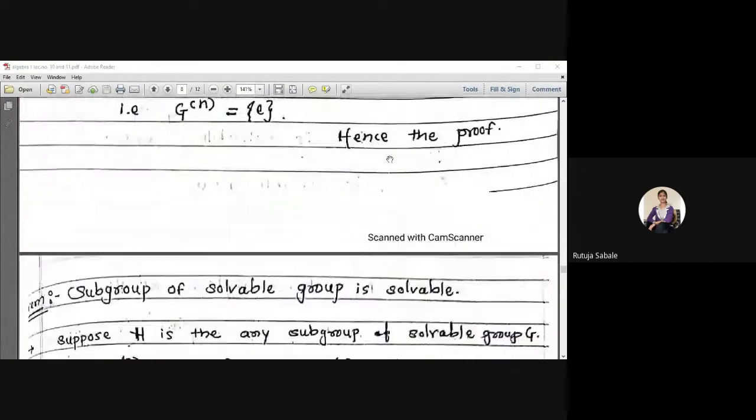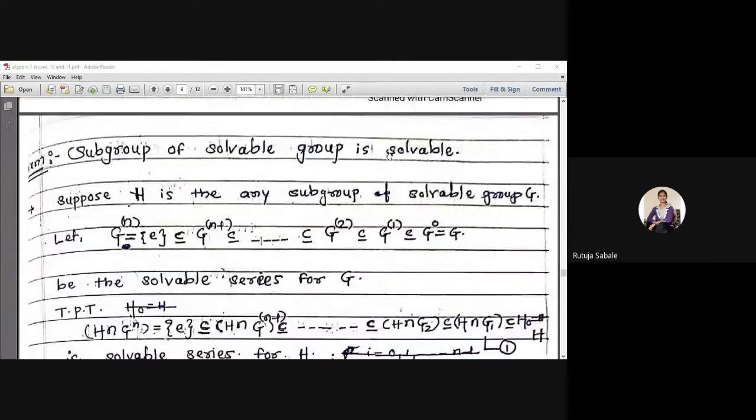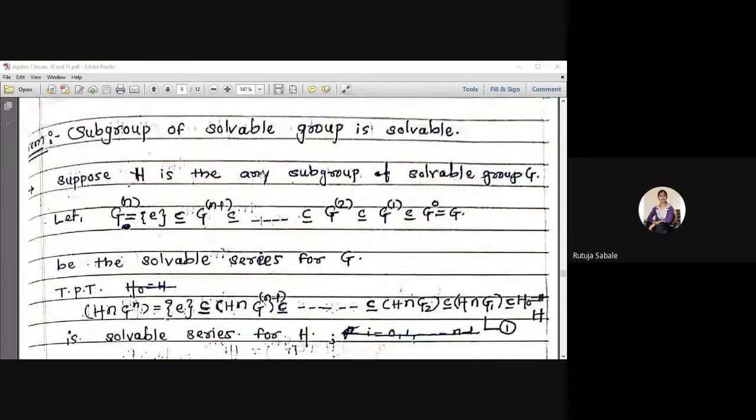Okay, so next theorem: a subgroup of a solvable group is solvable. Suppose H is any subgroup of a solvable group G. We have to prove that this H is a solvable group.